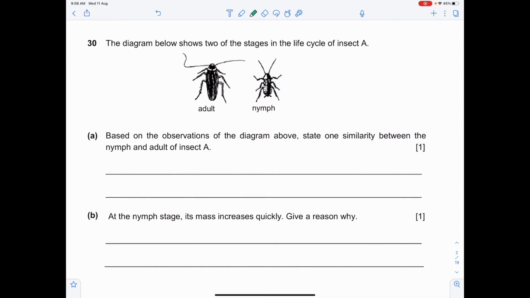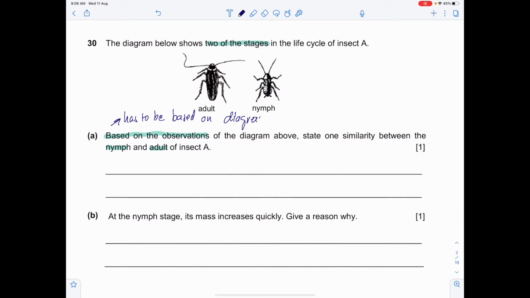Okay, the diagram below shows two of the stages in the life cycle of insect A. So obviously this is a life cycle question. Based on the observation of the diagram above, state one similarity between the nymph and the adult of insect A. So in this case, you have to base on your observation, means that it has to be based on the diagram and nothing else.